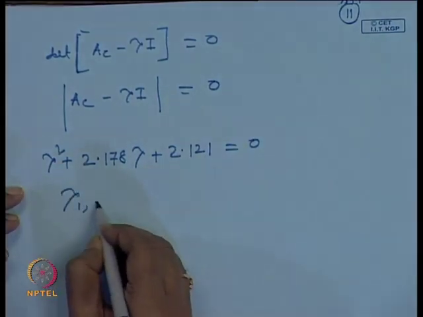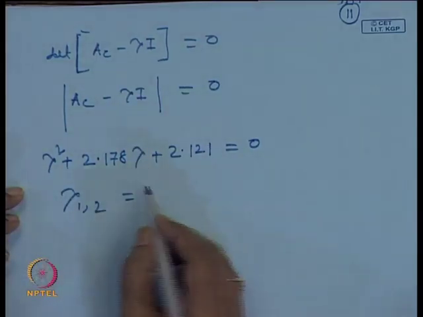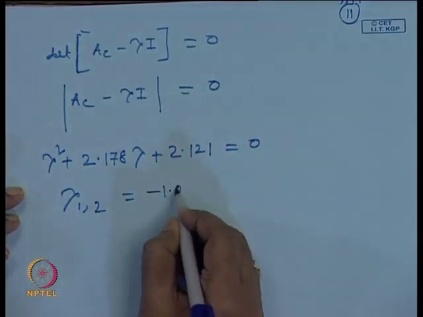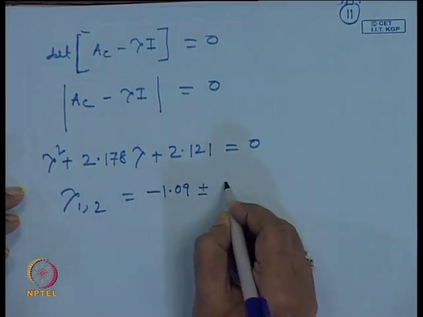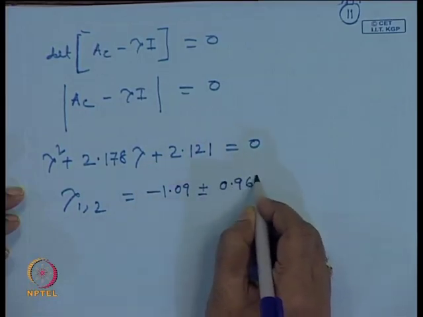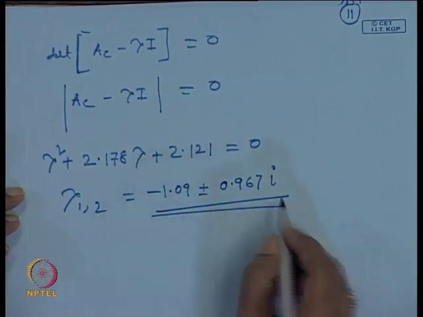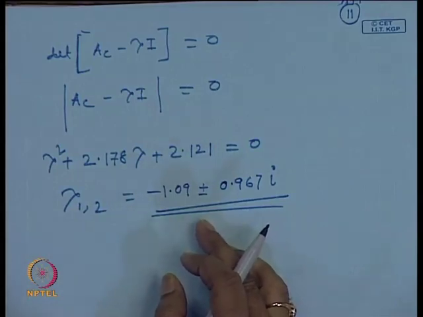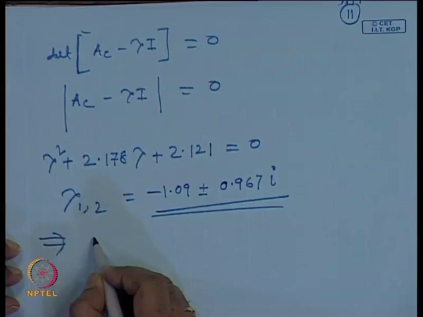The eigenvalues of this will be, this is a quadratic equation, minus b plus minus root over b square minus 4ac. If you do it, you will get minus 1.01 plus minus 0.967 i. The real part of this one is negative. So, the system is stable. That means, with the application of this controller, the system response will be stable, meaning it will bring the state from the initial state to an equilibrium state. Agree?